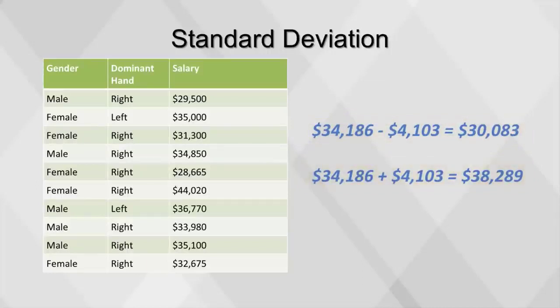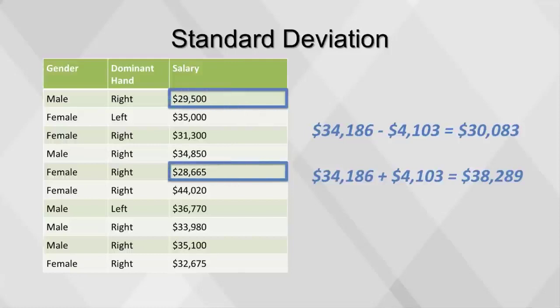Using the standard deviation gives us a way to determine which values are within the normal variation and which values are either less than normal or greater than normal. In other words, it gives us the ability to identify outliers more easily. In our example, we can identify that the smallest two salaries, $28,665 and $29,500, and the largest salary, $44,020, are outside one standard deviation from the mean.